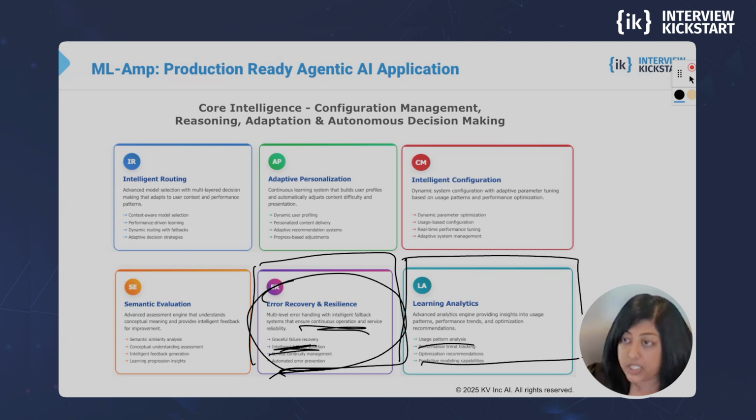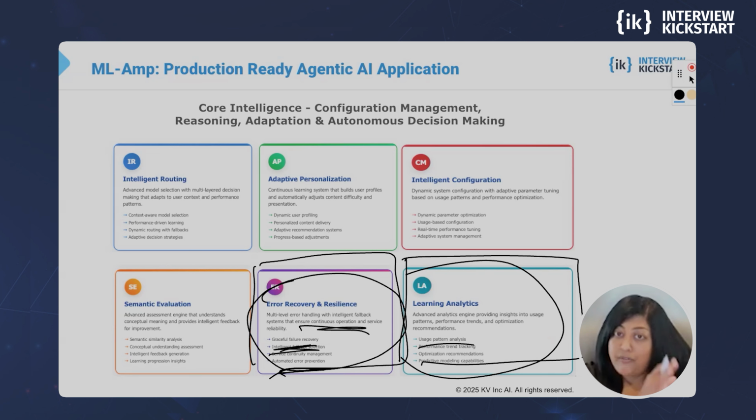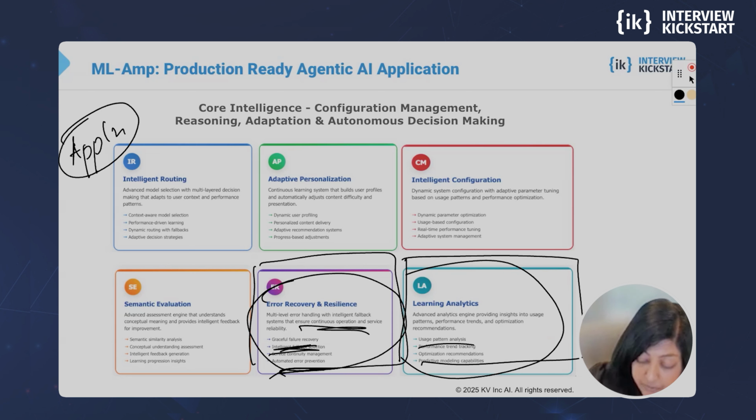There is some logging and auditability that's going on to track why the user was presented with a given response, or why they were evaluated as needs improvement or excelling in one area. All of that logging and auditability has been built in via the learning analytics module. So in addition to the core functionality in the application layer, these were the key areas that I focused on to get ML production ready on the application side of the house.